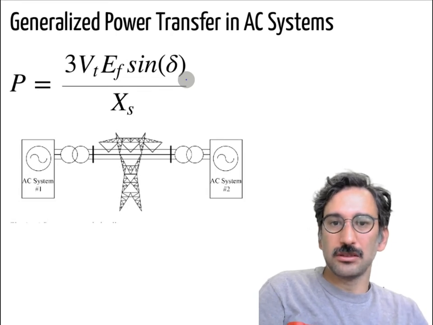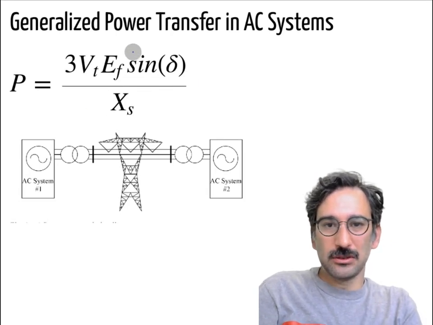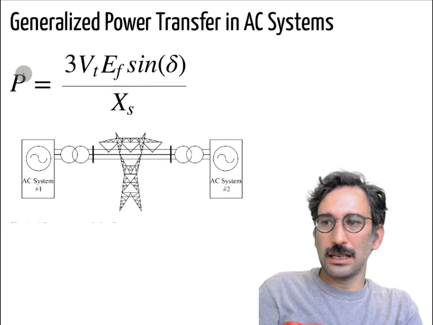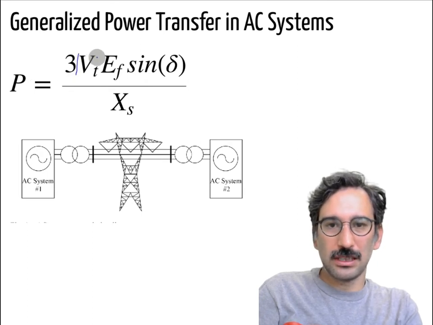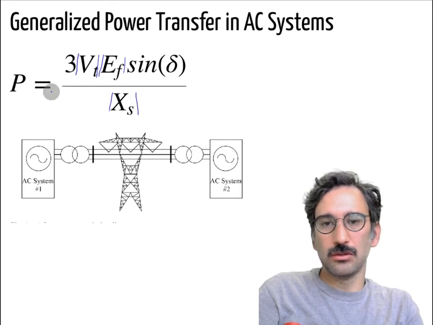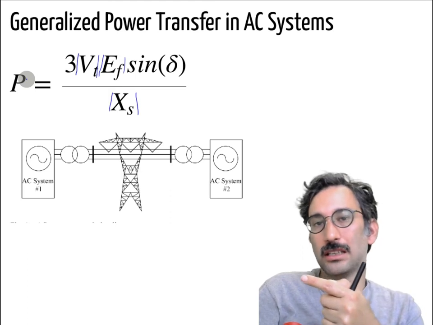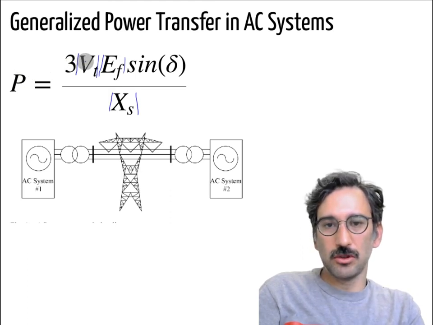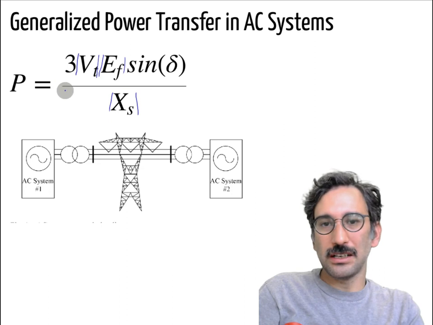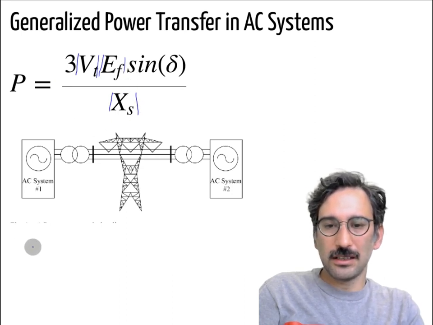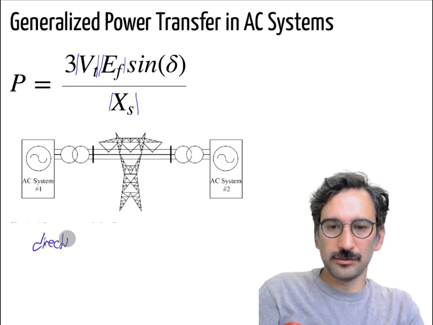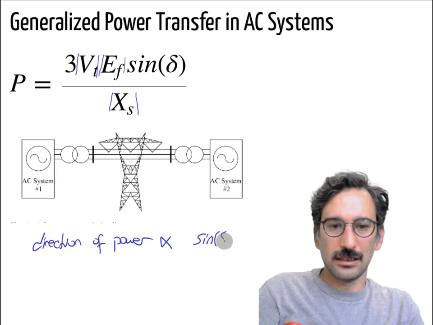So again, that equation is quite important for us. Actually, I would like to emphasize that term. So if you just look at that equation, again, remember, these are all magnitudes, and power can flow in one direction or in the other direction. So this is positive, positive, positive, positive. So the direction of power flow, let me write here, of power is proportional to sine delta.